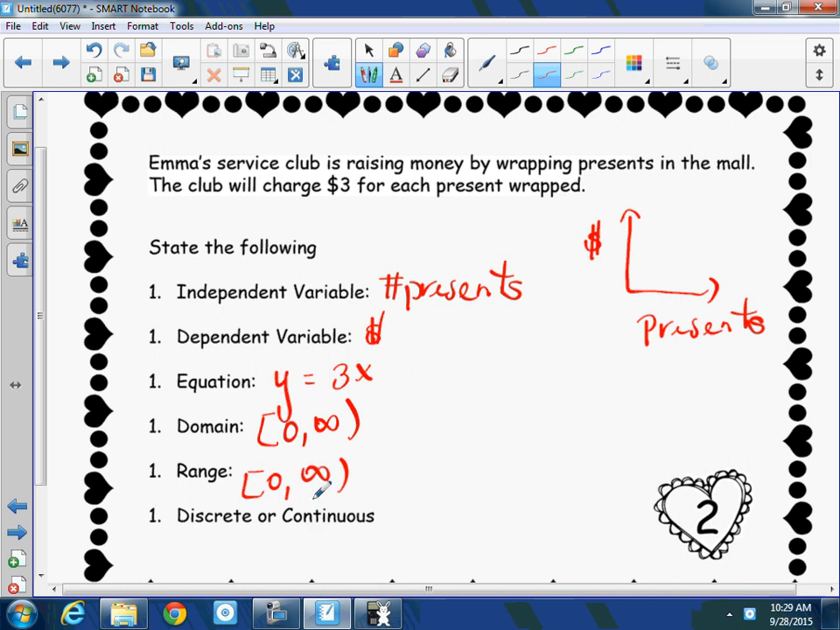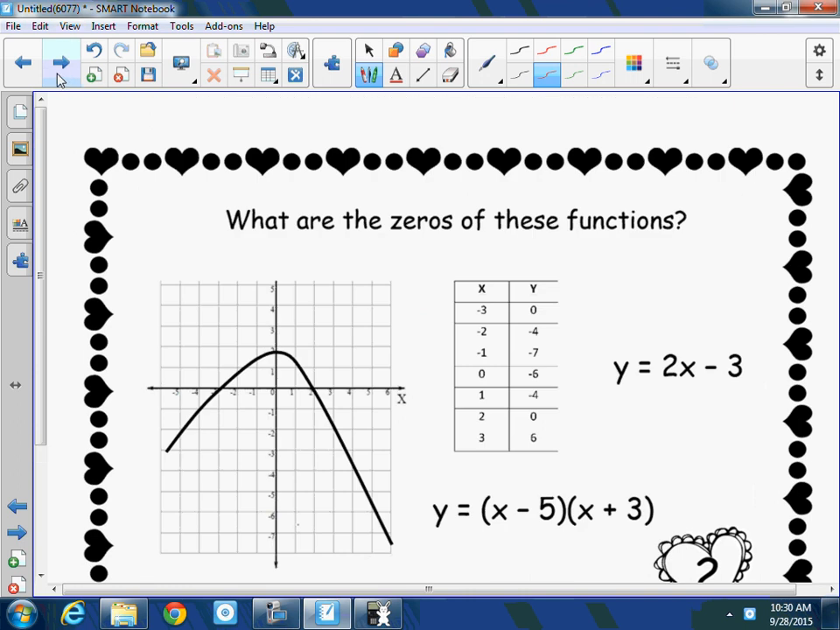That would be infinity. Now, to figure out if it's discrete or continuous, take a look at your x's right here. Can you wrap half of a present? That would be no. So the answer would be discrete. You cannot have half of a present. That cannot happen. It's wrapped or it's not wrapped.